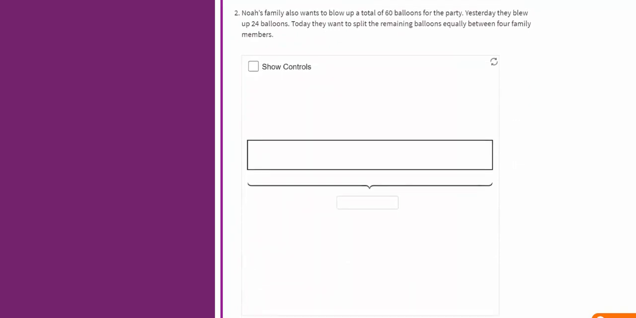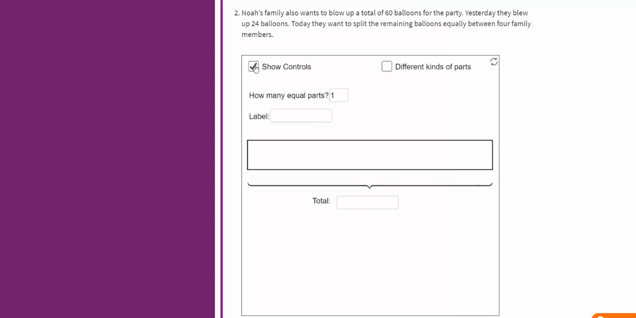So number 2 says Noah's family also wants to blow up a total of 60 balloons for the party. Yesterday they blew up 24 balloons. Today they want to split the remaining balloons equally between 4 family members. So again, I'm going to click on my Show Controls. How many equal parts? Well, I have 4 family members, so they want to split the balloons into 4 family members.